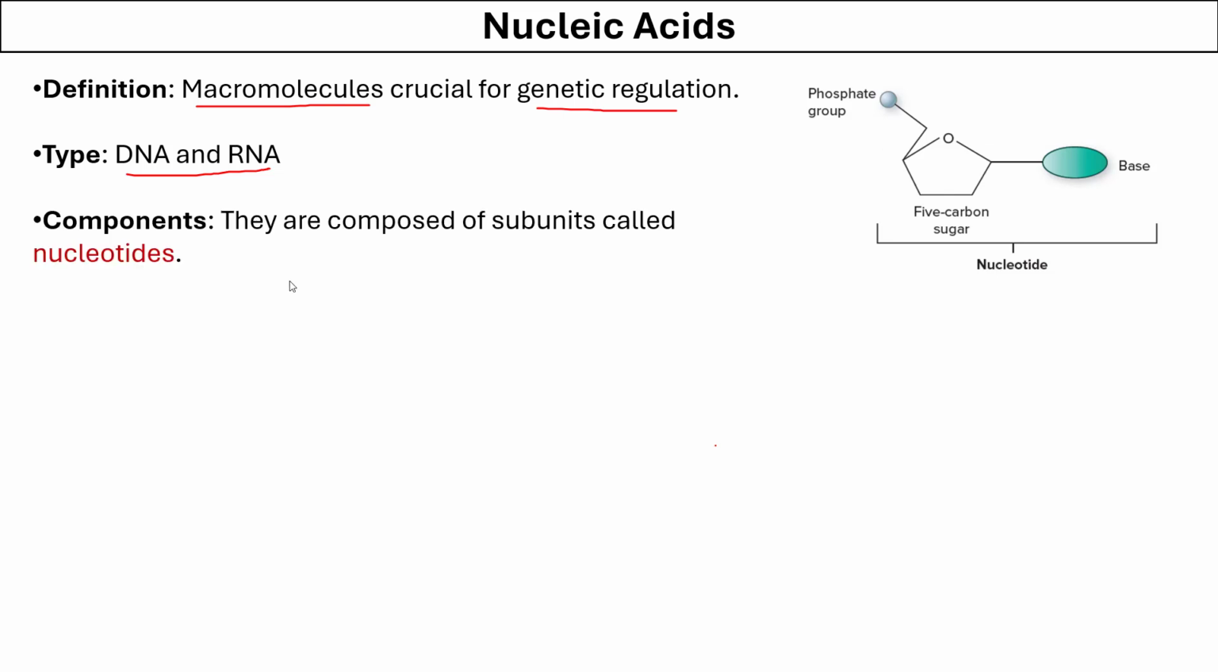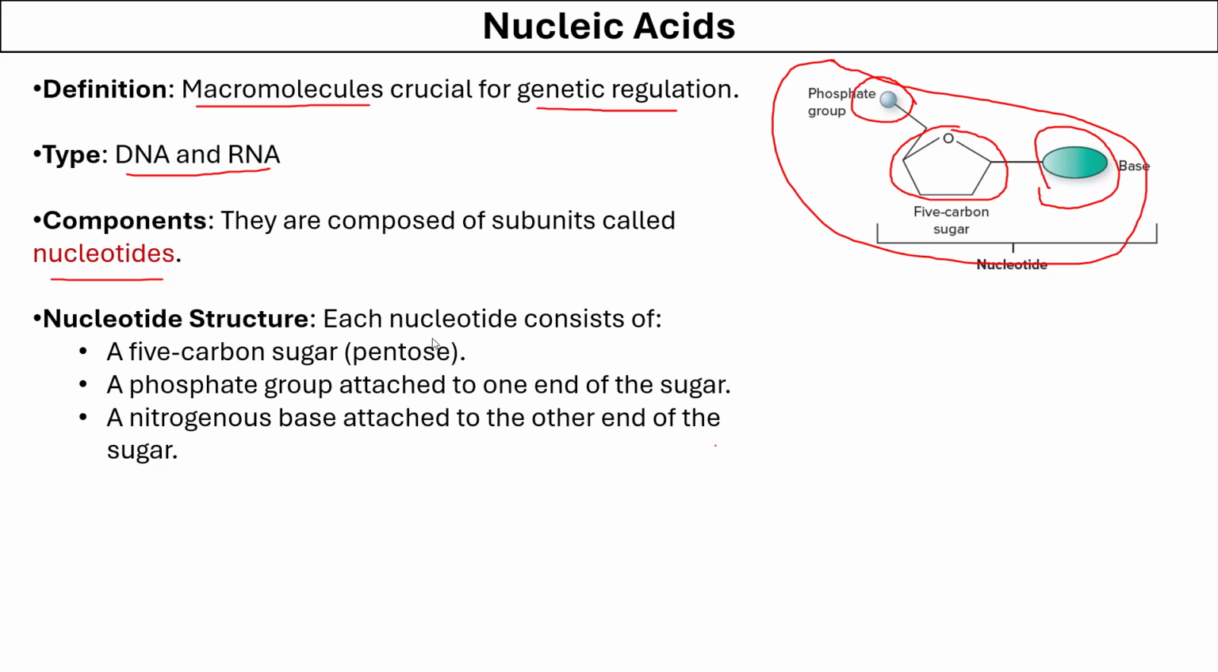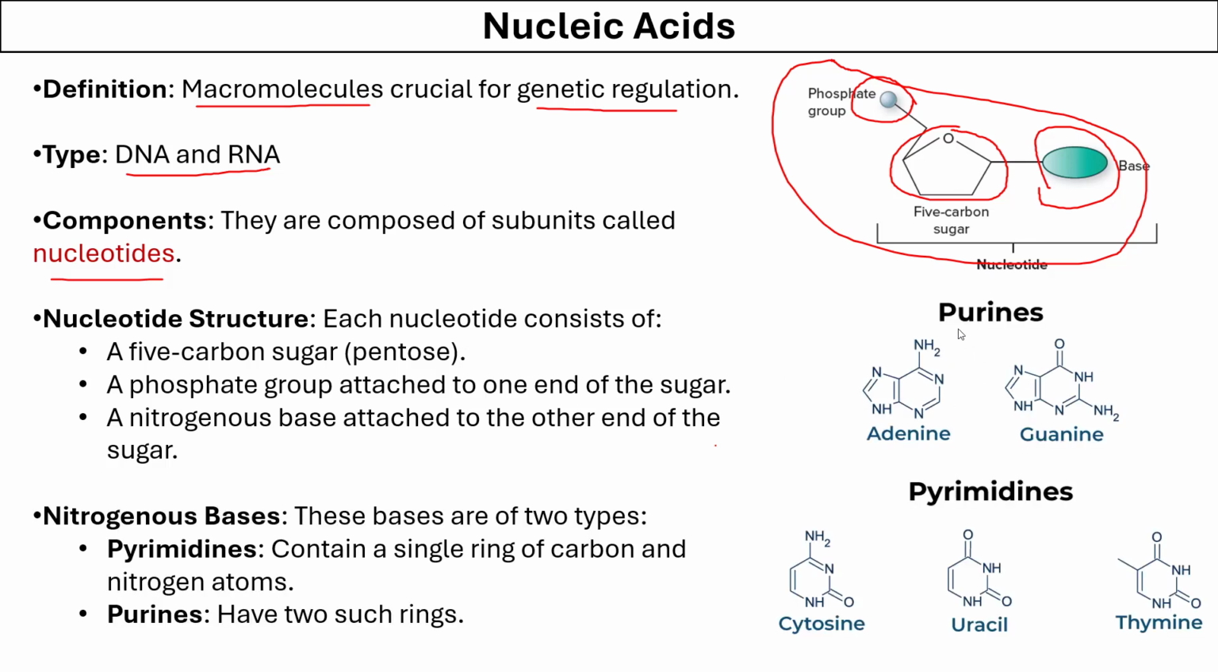The basic subunit of nucleic acid is called a nucleotide. So this is how a nucleotide looks. So a nucleotide will have one molecule of sugar that you have seen before. You have one phosphate molecule on one side and nitrogen bases. What are these nitrogen bases? These nitrogen bases can be purines or pyrimidines. Purines are two ring structures like adenine or guanine, and pyrimidines are one ring structure, which are cytosine, uracil, or thymine.